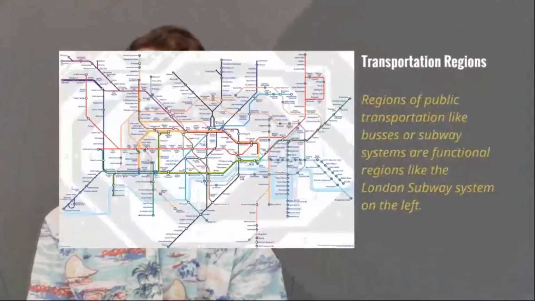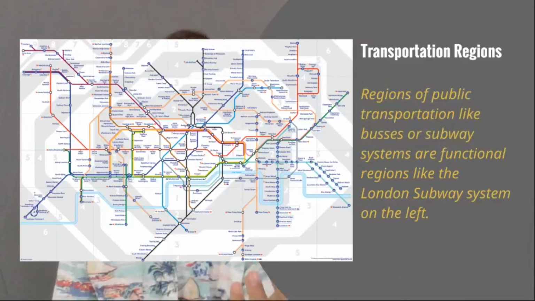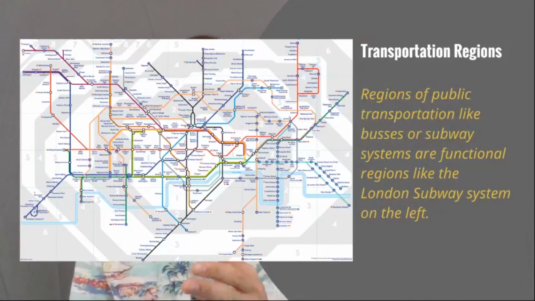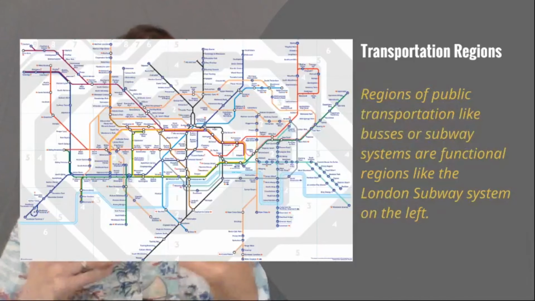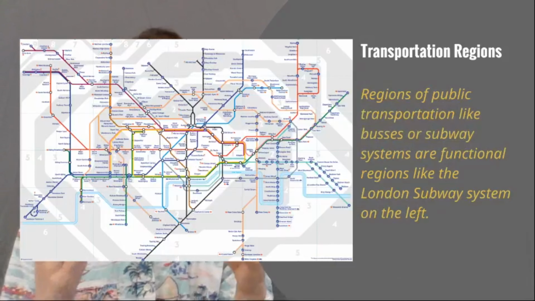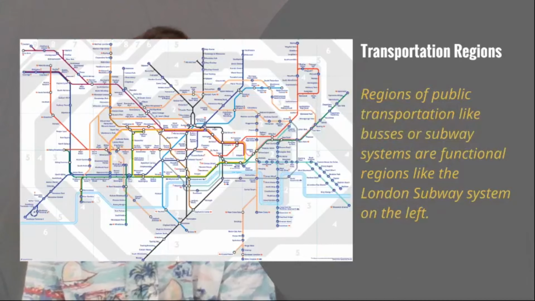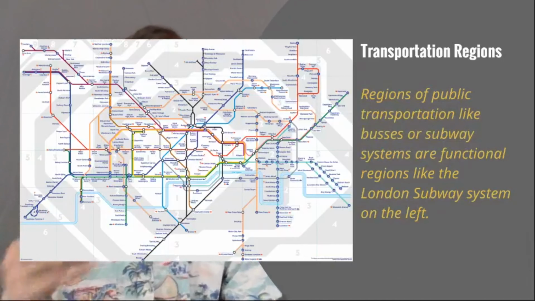And then another example, our last one for functional regions, are transportation regions. So these are regions of public transportation like buses or subway. This example is the London subway above us, and you can see all the people are connected. So everybody who would use and take that public transportation to work or to school are a part of the functional region of the London subway, and everybody outside of it is not in that region. So functional region is probably the most confusing to understand, but if you can grasp the idea that they're based around an activity and everyone inside of it does that activity, then you understand functional regions.